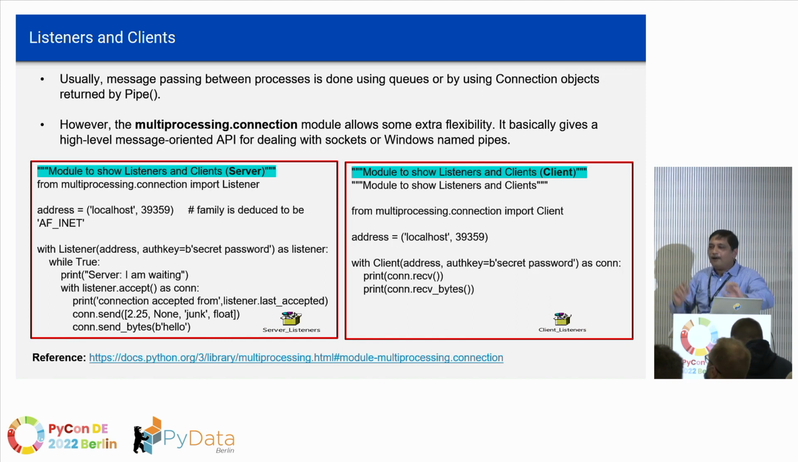And how do the client and the server get connected? Basically, there is the IP address and port number concept. In this particular case, no specific IP address is mentioned, but we are using localhost. And the port number is 39359. Nothing special in that number, it is my employee ID. So this is the server piece of code.